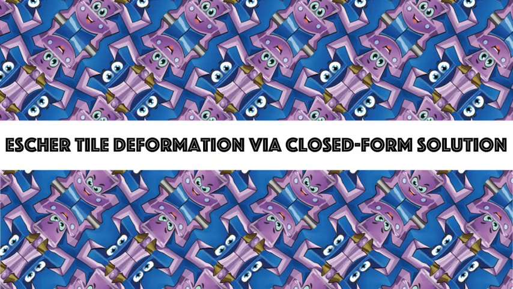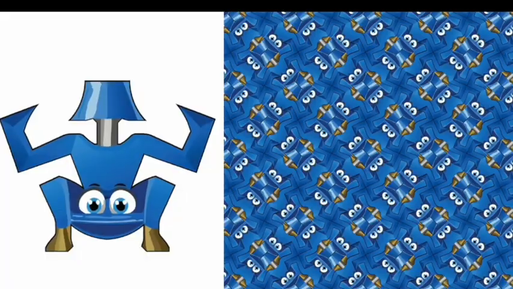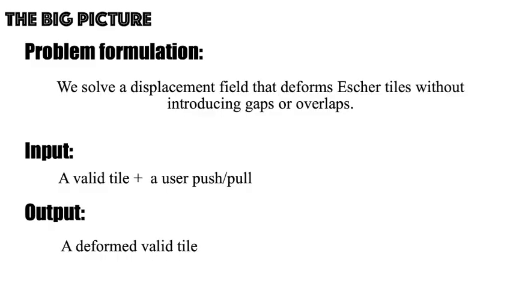We present Escher Tile Deformation via closed-form solution. In this work, we solve a problem where a valid tile is deformed according to user push or pull. In the deformation process, the tile remains valid, which means it can cover the entire plane with no gap or overlap. The input of our system is a valid tessellation of various representations.